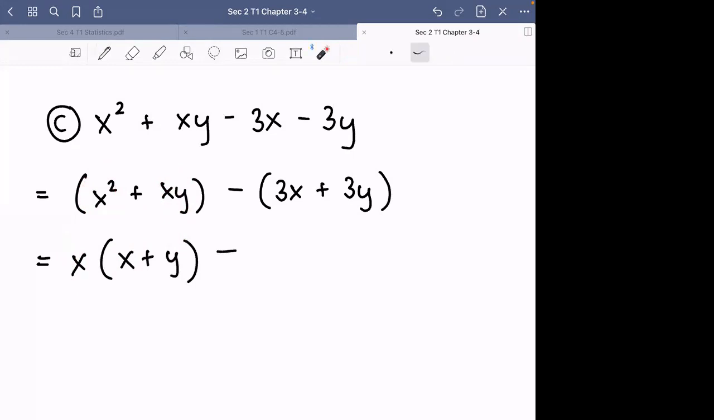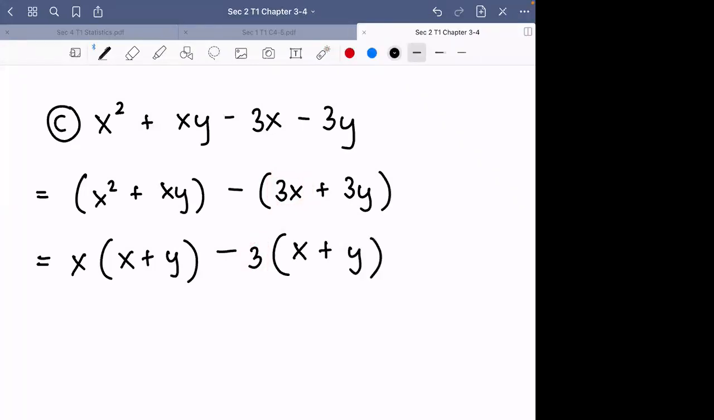And then minus. What's common between these two? 3. So what do we do next? 3x divided by 3 is x, and then plus 3y divided by 3 is y.